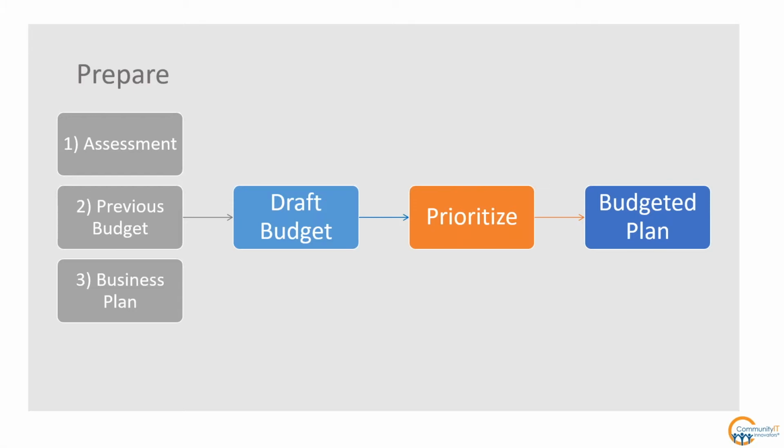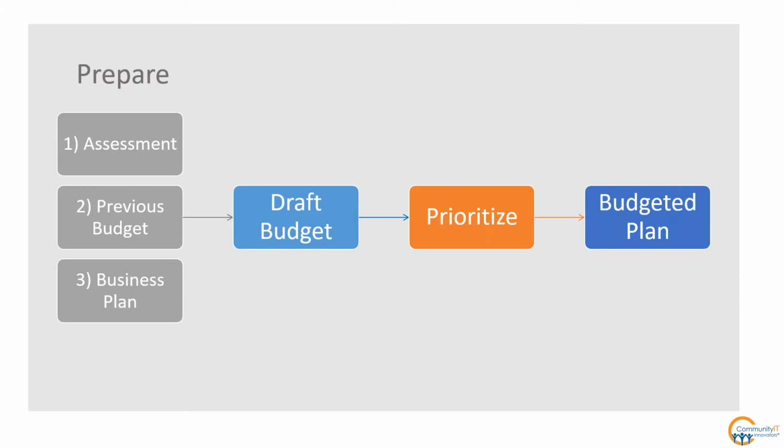So the first step in the budgeting process is really preparation, and there are three parts to preparing yourself for an IT budgeting process. The first is an assessment. We're going to talk about all of these in more detail. The second is looking at your previous budget, and the third is evaluating the business plan or the organizational plan, even the strategic plan in some cases, of the organization.